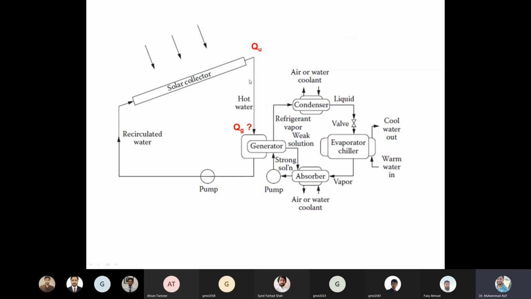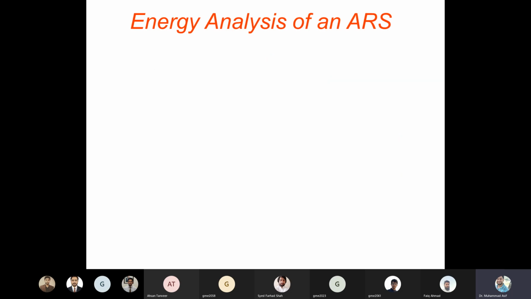Now, coming back to the calculation, in order to design that system or in order to evaluate the performance of the system, we have to integrate with the solar energy utilization. So in that case, if we know how much QU is required, that QU will be mainly supplied to the generator. So we can have such evaluation through the energy analysis, right? So we have to perform the energy analysis.